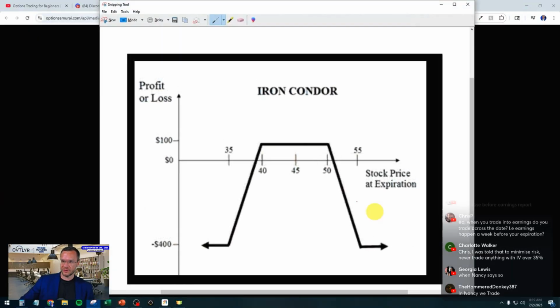This is an iron condor here. Before we get into the iron condor, I want you to focus in on the left-hand side. This is a put spread. An iron condor combines a put spread with a call spread. Call spread looks like this. Put spread looks like this.